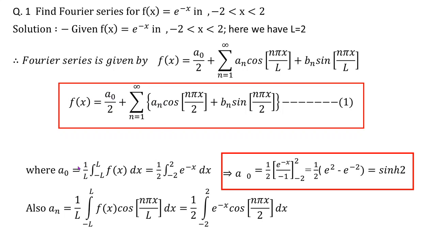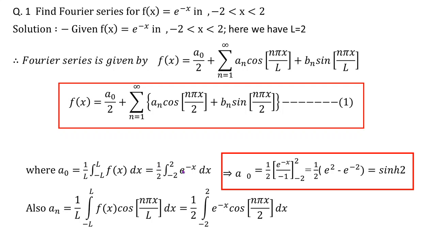So a0 is given by 1 by L. See here, this is a problem of full range expansion, and as the interval is minus a to a and the function is neither even nor odd, we need to evaluate all the coefficients a0, an and bn. So what is the value of a0? In the formula it will be 1 by L integral from minus L to L of f of x dx. Substituting the value of L as 2, we will have such terms.